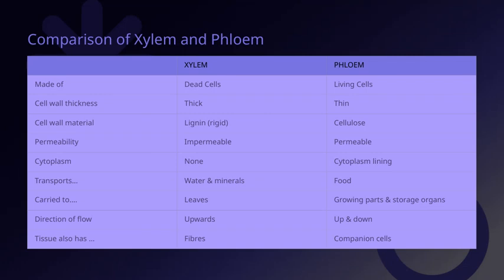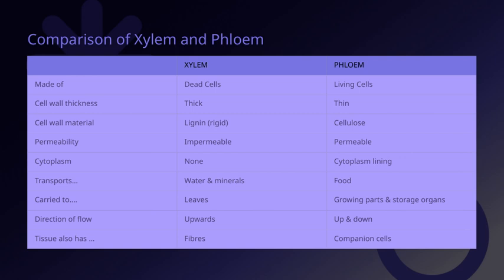Let's take a closer look at the comparison between xylem and phloem. First, the composition. Xylem is made of dead cells, while phloem consists of living cells. This difference is crucial because it affects how each tissue functions. Next, considering the cell wall thickness, xylem has thick walls, which provide strength and support, whereas phloem has thinner walls, allowing for more flexibility. The material of these walls also varies.